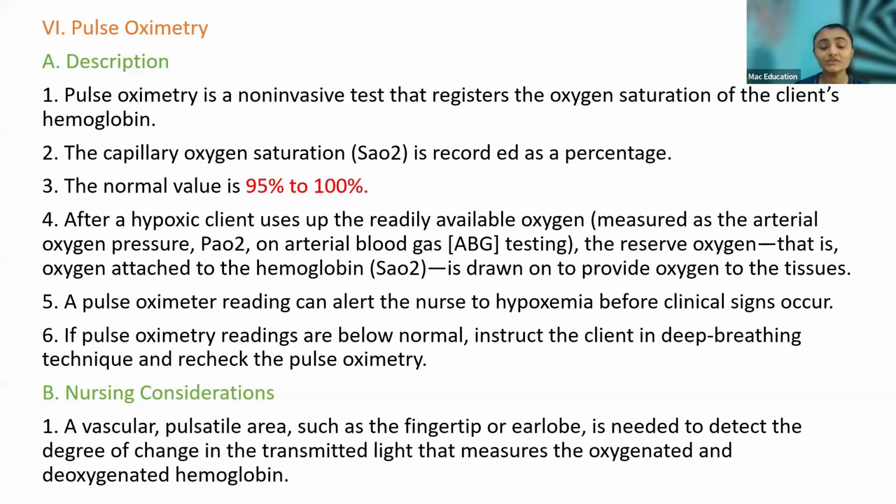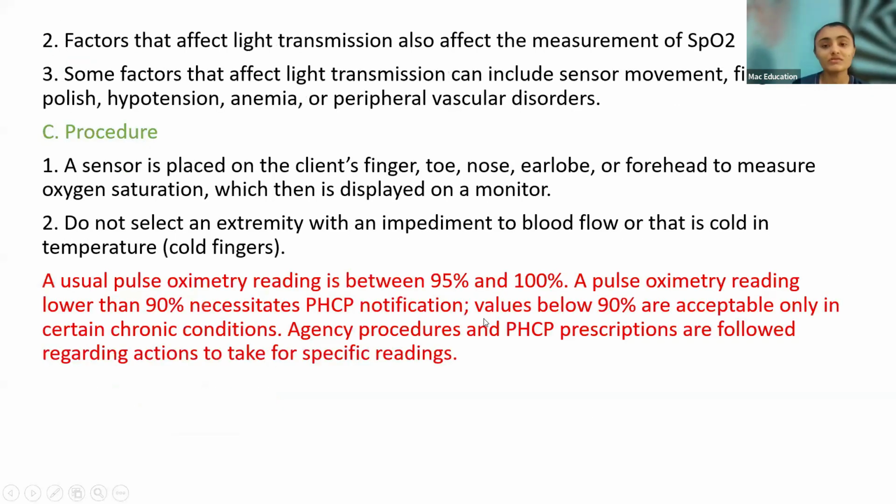What are the reasons due to which the SpO2 value can be altered? What are the reasons in which the SpO2 value will become less? So we have seen all these nursing considerations. Then the procedure. How do you take the SpO2? We have to put the probe on a highly vascular, pulsating area where the blood circulation is very high. So that is fingertip, toe, nose, earlobe, or forehead.